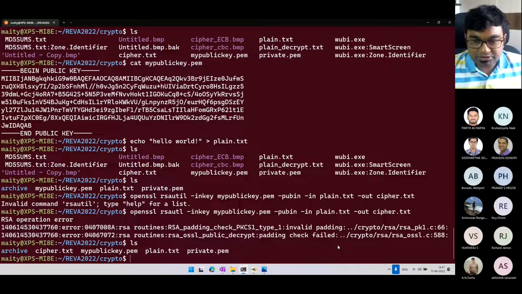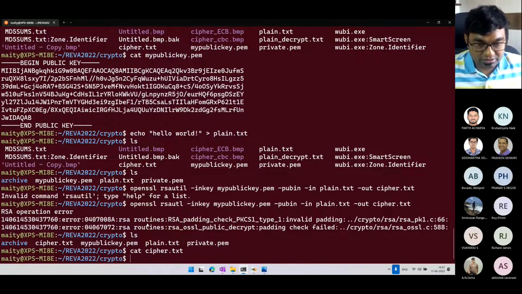Ciphertext is generated. So I have not mentioned the padding because it's very small text, and the RSA key itself is 2048 bit. But my text is smaller than that. Hello world only. So it requires some padding, and the padding I have not mentioned. That's why this error was coming. But it generated the ciphertext. No, it did not. It generated the file, but did not write anything in that.